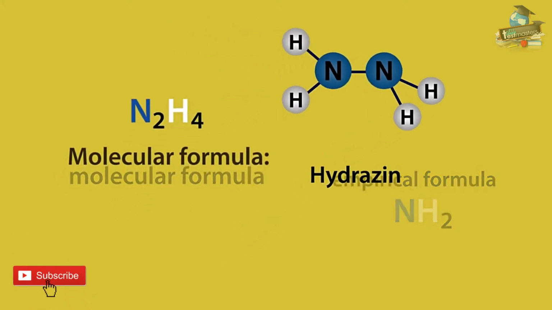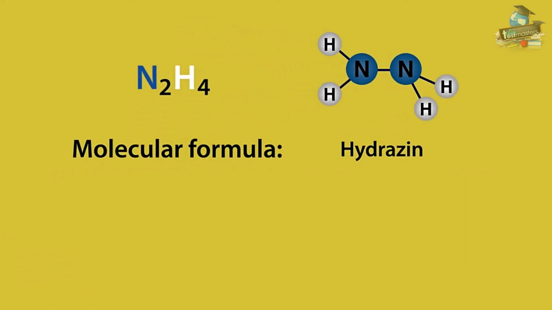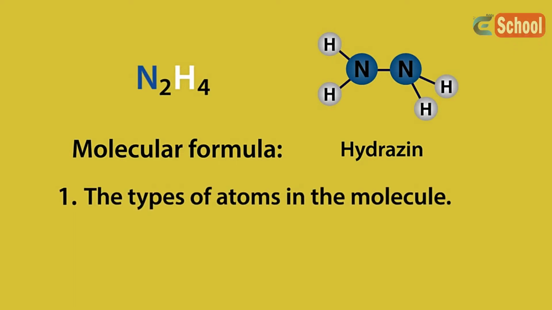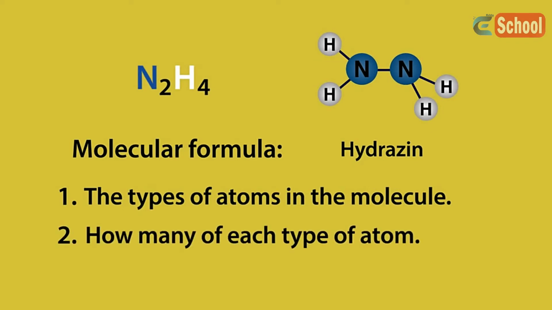The molecular formula of a compound tells us two things. One, the types of atom in the molecule, in this case nitrogen and hydrogen, and two, how many of each atom. In this case there are 2 nitrogen atoms and 4 hydrogen atoms.